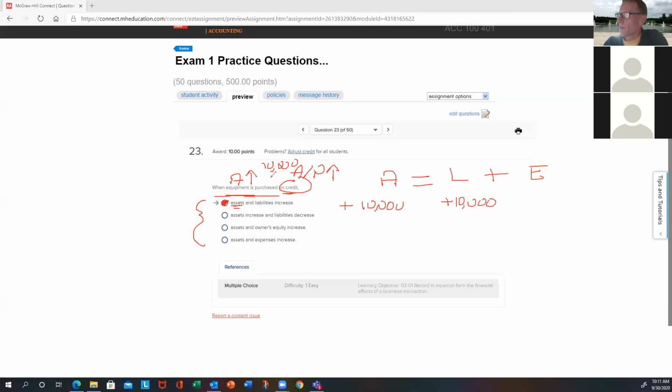So a couple of things here. You should know, for example, that equipment is an asset, which is increasing. And also, anytime you're buying something on credit, that's got to be a liability, most likely accounts payable. And of course, that would also be increasing.